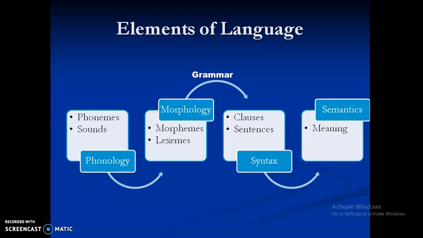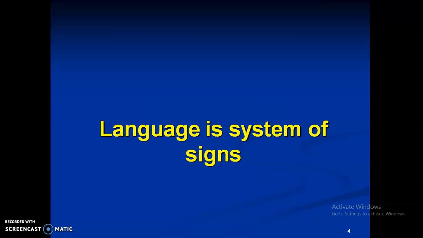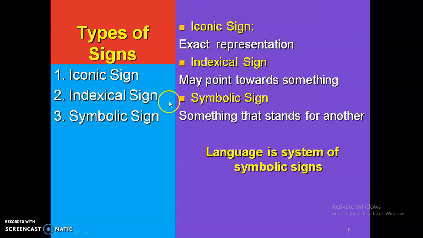Now, what is semantics? Semantics studies meaning. So in today's lecture, I'll talk about semantics. Language is usually called a system of signs, and there are three types of signs: iconic signs, indexical signs, and symbolic signs. So iconic signs are those signs which give us exact representation, like we have icons on our computer screen. When we have to save, there is a save button. Then we have a computer button.